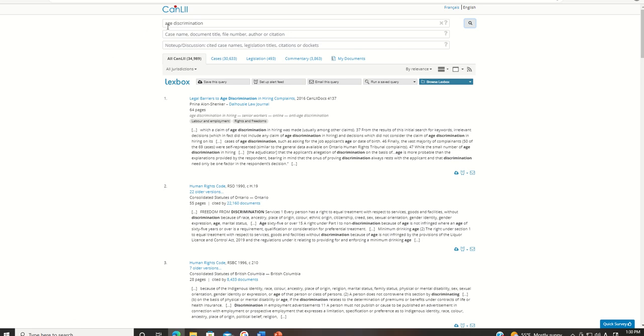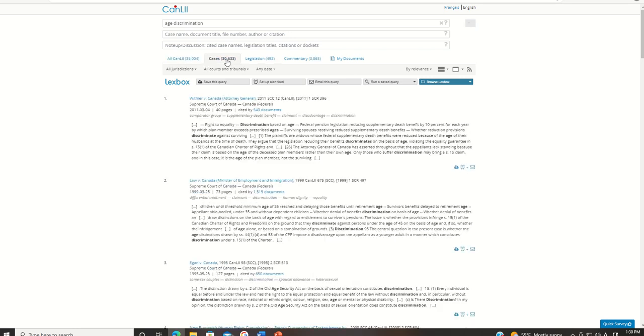These results would be all results that have both age and discrimination in them, not necessarily together. So a lot of these results are totally irrelevant. But you can kind of look. If I limit it to cases, the AI on it is pretty good at figuring out what I want. So it sorts them by relevance.